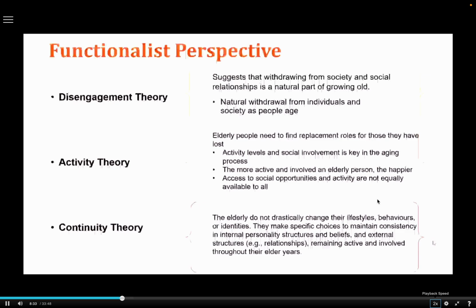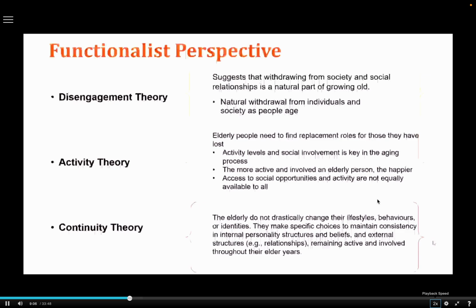But in continuity theory, the focus is that there doesn't need to be a drastic change in life. Seniors don't need to necessarily take on a new role or a new hobby or a new way of lifestyle to be able to find happiness or to spend their later years. They just look for consistency, and they try to explore ways in which they can live in equilibrium and peacefulness.